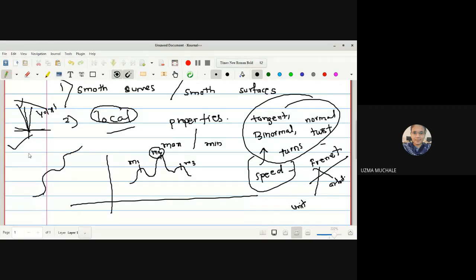Okay, what do I mean by a peak? These types of points are called peaks. And we are going to study local properties, that is, at every point we will find out the speed and acceleration of the curve. Okay, any doubt about this one?